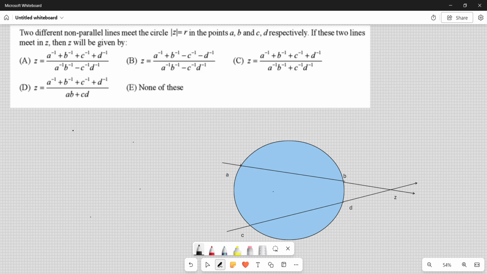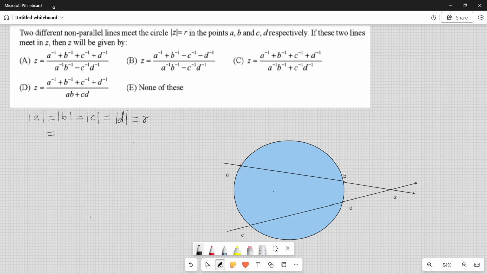Now, all the points A, B, C, D lie on the circle. Therefore one thing should be very clear to us, and that is |A| = |B| = |C| = |D|, and that should be equal to R, right? Why? Because all these points lie on the circumference of the circle.